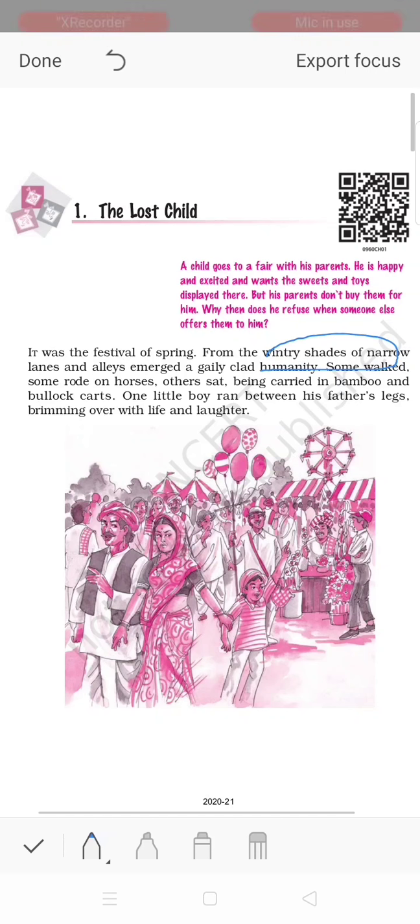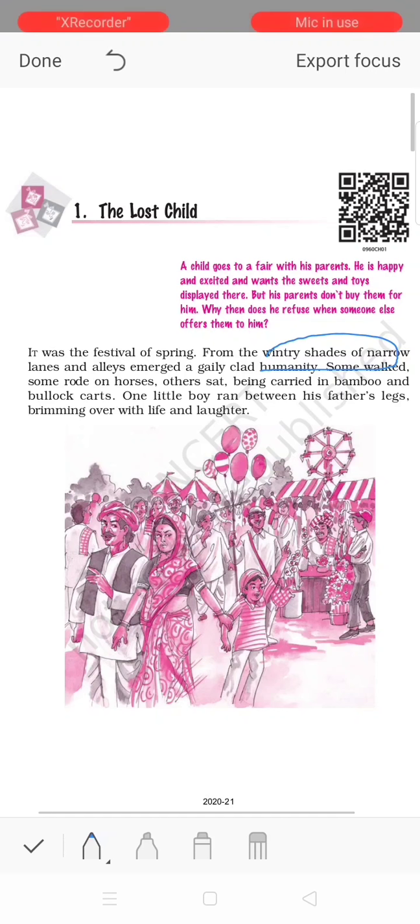Wintry shades of narrow lanes. What does it mean? In the winter season, the narrow lanes at that time were full of shade. Yes. So the story is set in the spring season. As the winter season had just ended, the people have come out of their houses to have fun, to enjoy. They were very cheerful as they were very happy to go to the nearby fair. They were happy because the chilling weather had come to an end.